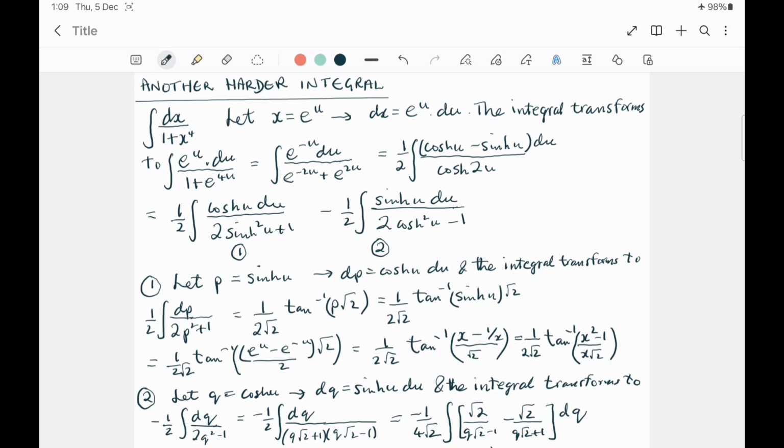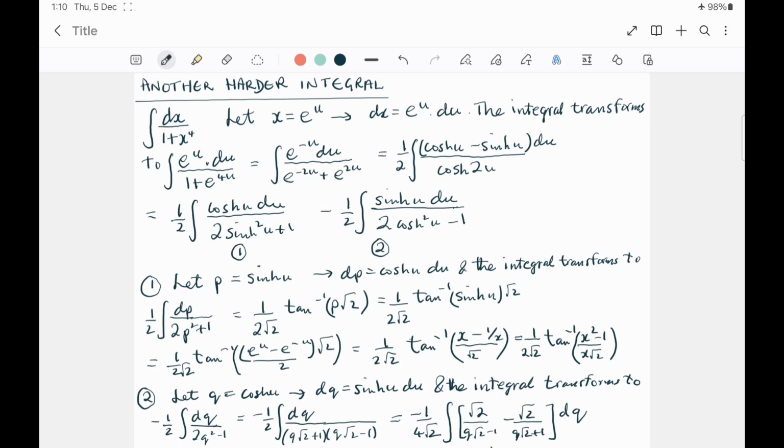We have to make another substitution, so let p equal sinh u, so that dp is cosh u du, and the integral transforms to 1/2 integral dp over 2p squared plus 1, which is a standard integral, and that will be 1 over 2 root 2 tan inverse p root 2, which, going back to the old variable, will be 1 over 2 root 2 tan inverse sinh u times root 2, and then because sinh u is e to the u minus e to the minus u over 2, that expression becomes 1 over 2 root 2 tan inverse of e to the u minus e to the minus u, all times root 2, and then divided by 2.